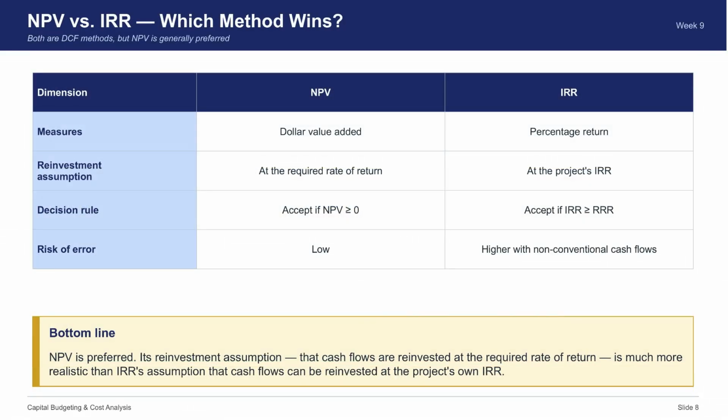Both NPV and IRR use discounted cash flows, but NPV calculates value in dollars, while IRR reports a percentage return. NPV assumes cash flows are reinvested at the required rate of return. IRR assumes reinvestment at the project's IRR, which can be unrealistic when rates are high. If they conflict, choose NPV.